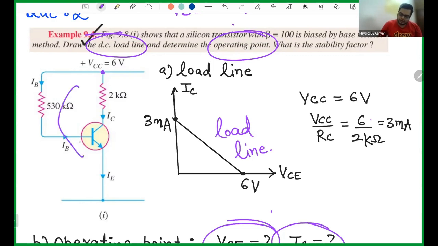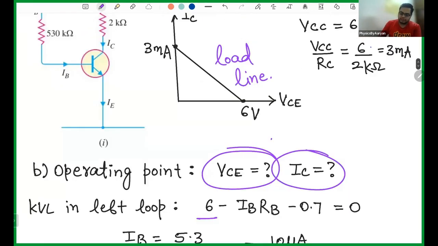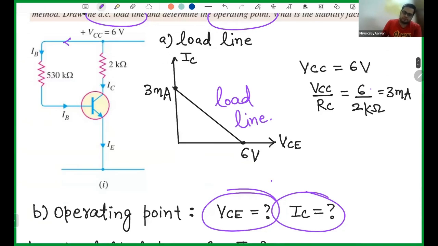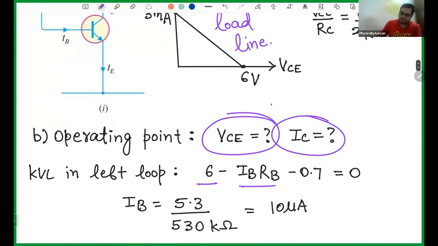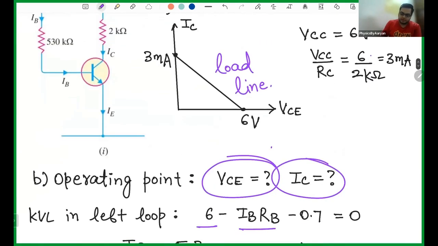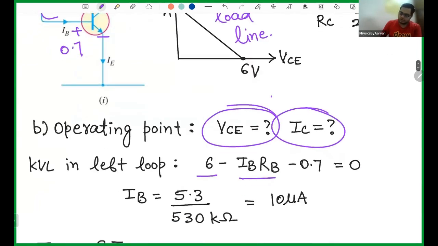Let's first do the right loop and then the left. If I do the loop on the right, I will start from here. I am using Kirchhoff's voltage law as an open loop, not a closed loop. So I'm starting from 6, and I write 6. Then I move in this direction and I see IB into RB. Since I'm going in the direction of current, it is negative. Then I come here and see positive, negative 0.7. Since I see the positive side first, it is minus 0.7.